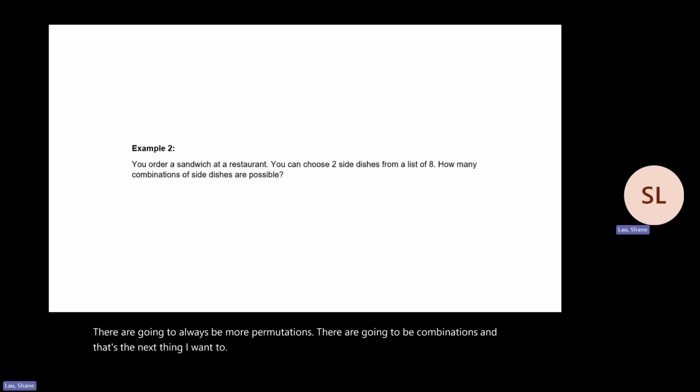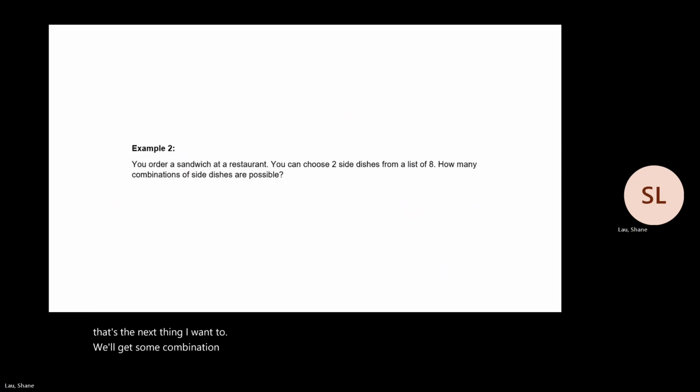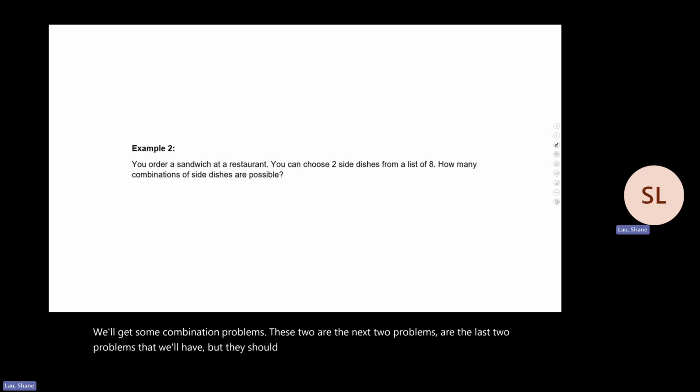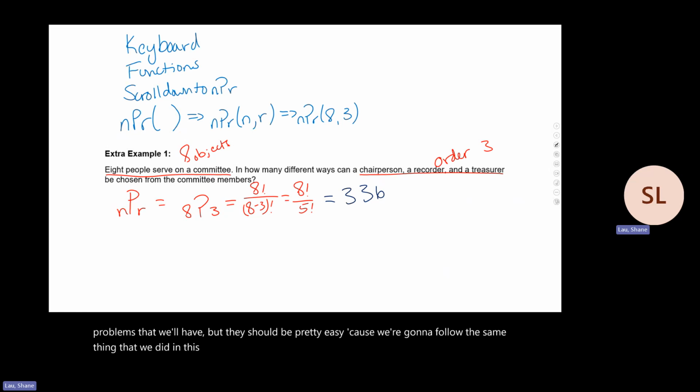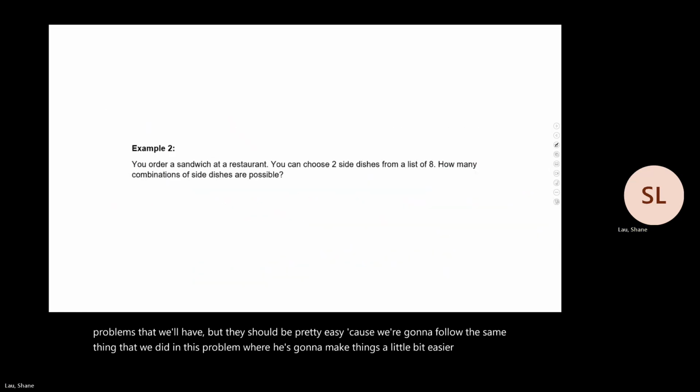Furthermore, we'll look at some combination problems. The next two problems are the last two problems that we'll have, but they should be pretty easy because we're going to follow the same thing that we did in this problem. We're just going to make things a little bit easier for ourselves.